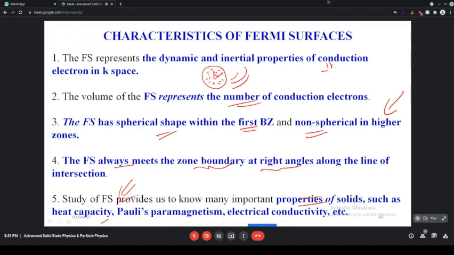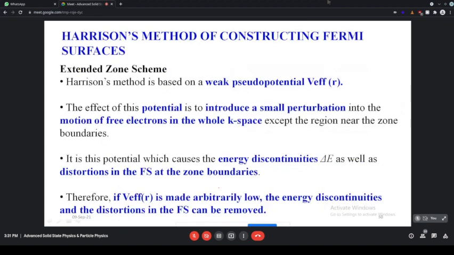For example, heat capacity, Pauli paramagnetism, electrical conductivity, thermal conductivity and so on. You can explain many properties using this. Now we can construct the Fermi surface using a method which is known as the Harrison method of constructing Fermi surfaces. And this we generally use in the extended zone scheme. And we will consider two cases: one where V is equal to 0, and one case where V is not equal to 0.